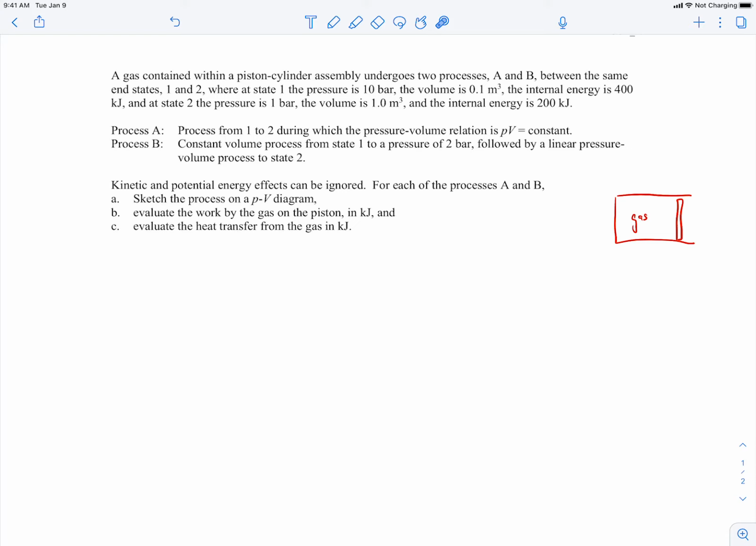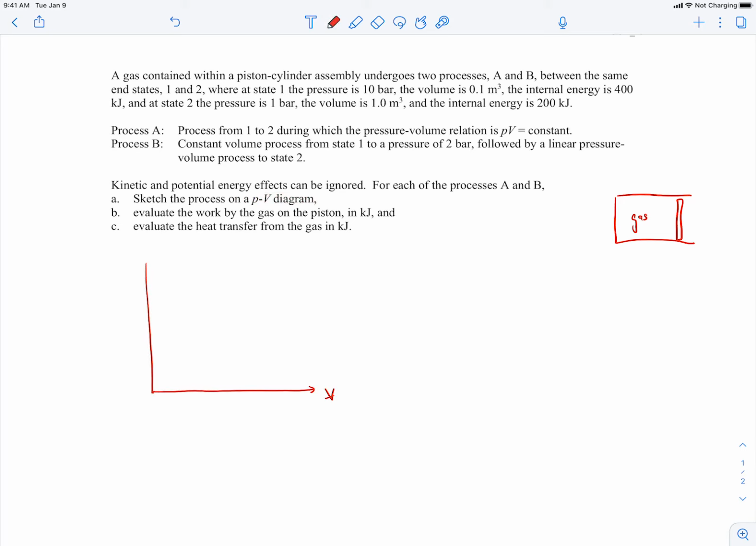So process A is following what's called a polytropic process. It's PV raised to some power, here the power is just 1, is equal to a constant. And then process B is a constant volume process from state 1 to a pressure of 2 bar, followed by a linear pressure volume process to state 2. So one of the things we're going to do is first sketch this on a PV diagram. So let's do that first.